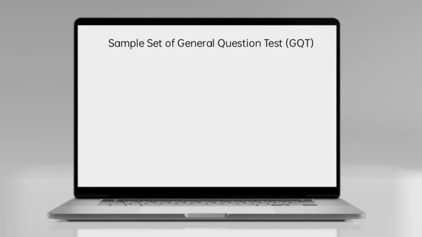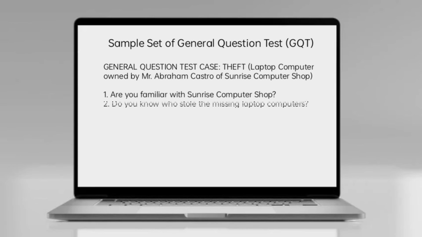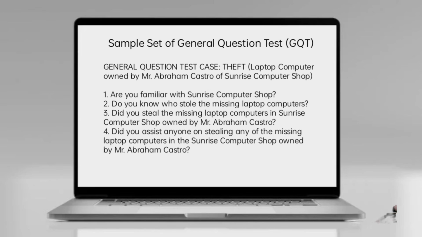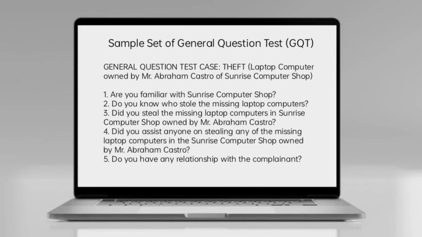Sample set of the General Questions Test, or the GQT. General questions test case: theft of a laptop computer owned by Mr. Abraham Castro of Sunrise Computer Shop. Are you familiar with Sunrise Computer Shop? Do you know who stole the missing laptop computers? Did you steal the missing laptop computers in Sunrise Computer Shop owned by Mr. Abraham Castro? Did you assist anyone in stealing the missing laptop computers in the Sunrise Computer Shop owned by Mr. Abraham Castro? Do you have any relationship with the complainant?